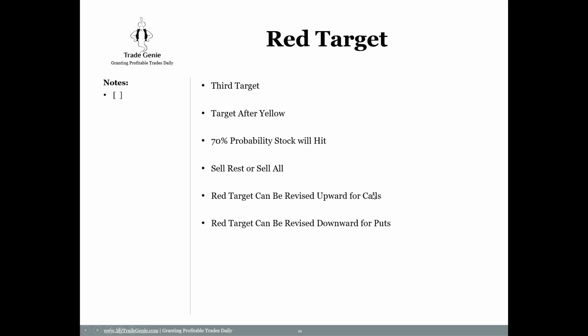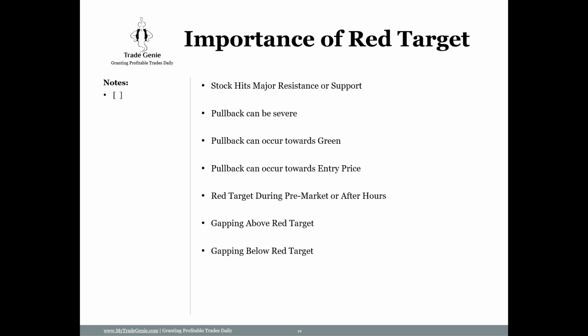So the red target can be revised upward for a call. And if we have a put, then the red target is getting revised to the downside because the market is tanking. So you will keep seeing the revised red target, but it's to the downside. So that's the logic of the green, yellow, and red targets. Now I'm explaining to you the importance of the red target.